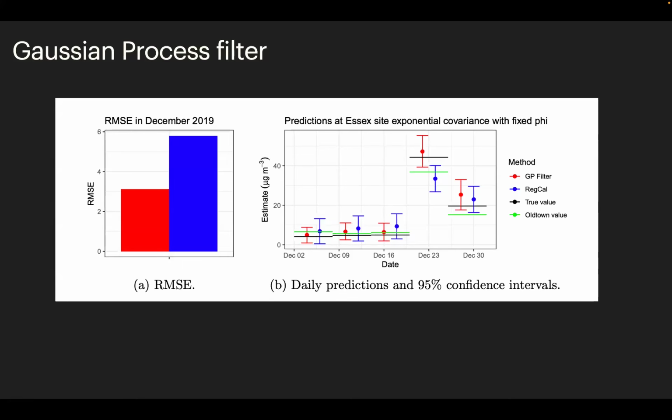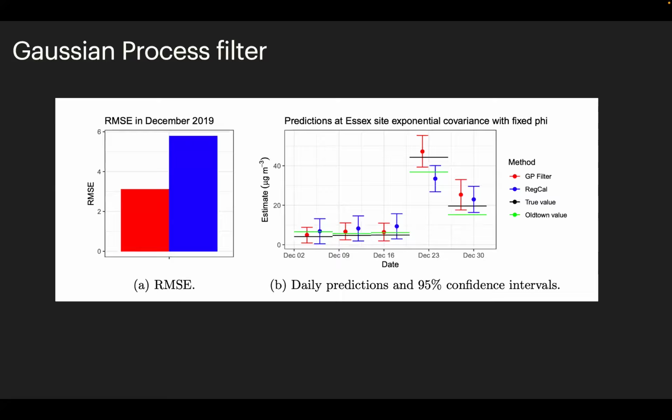Some performance evaluation on holdout data. As we said, there is one site outside of the city in Baltimore, which at that time used to give measurements every 6 days. So we compared our method with the regression calibration for December, when there was a spike on one of the days. And you can see in terms of RMSE, our method does much better.